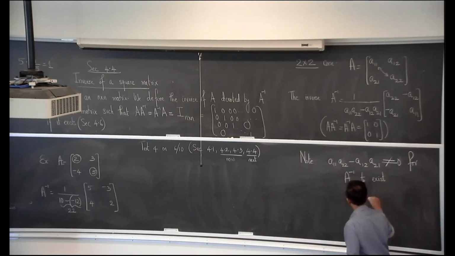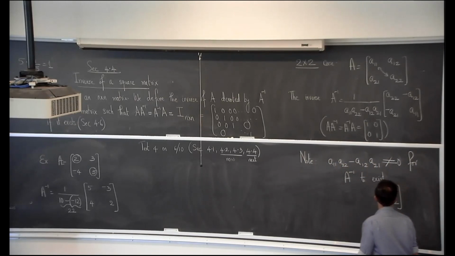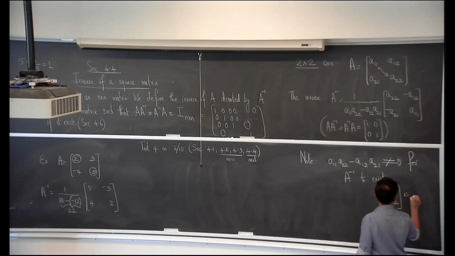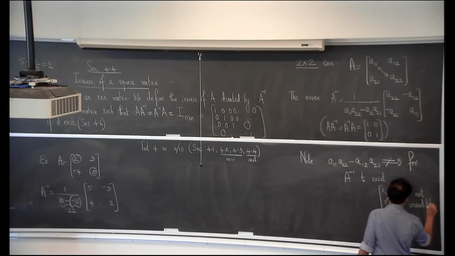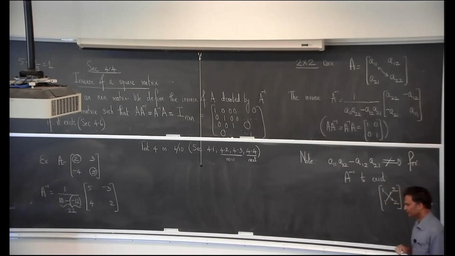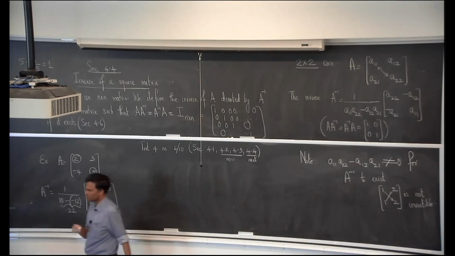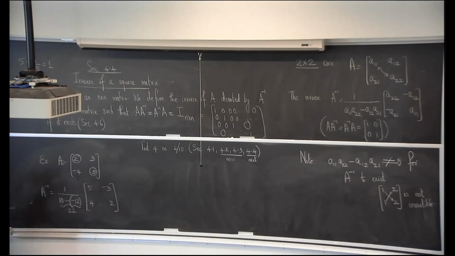So for example, if you take this matrix 1, 2, 1, 2, this has no inverse because that difference of products is equal to 0. So you say it's not invertible. There is a name for that product and the difference of those products, which we will not use right now. Just delay that term till tomorrow.